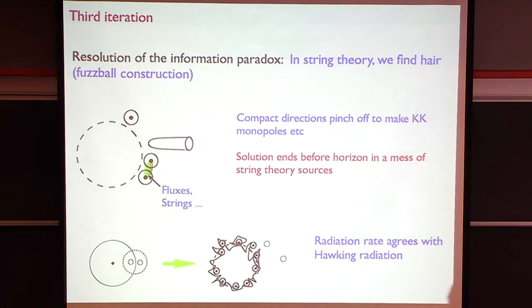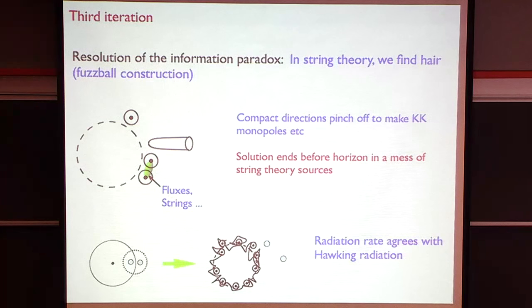Okay. So anyway, the compact dimensions sort of pinch off like this. And of course, when the compact dimension pinches off, there is structure, and there's a lot more structure. There are fluxes between them, and all kinds of string theory sources can come in there. And in the end, the structure can be different for different states. And the cartoon version of the entire conjecture would then be that all the states look like this. There's no interior, nothing in there.